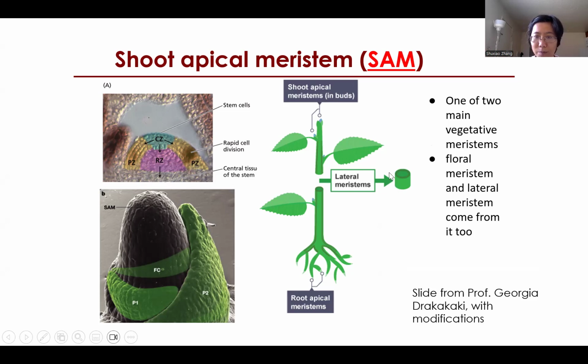The floral meristem also derives from this. We'll get into this in more detail, but for now, know that the shoot apical meristem is one of the main vegetative meristems. It is protected by baby leaves called leaf primordia and this dome-like structure. And there are specialized zones in the shoot apical meristem, or SEM, that give rise to different lineages of cells and tissue types in the shoot, and we'll go through this in a later lecture.